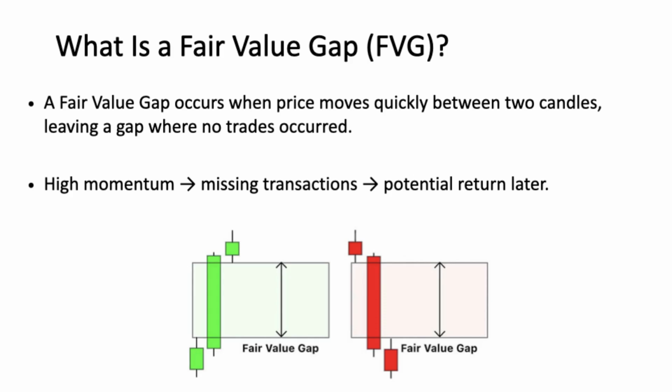An FVG is a specific zone on the chart where price moved so fast between two candles that it left a gap with very little trading activity. It's a vacuum, and like nature, the market abhors a vacuum. It often feels a magnetic pull to come back and fill that gap later.